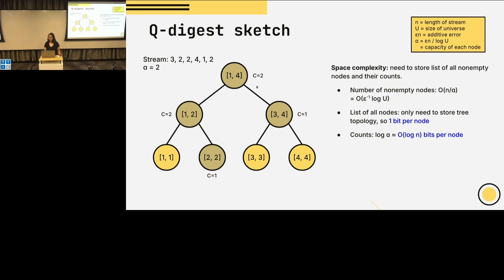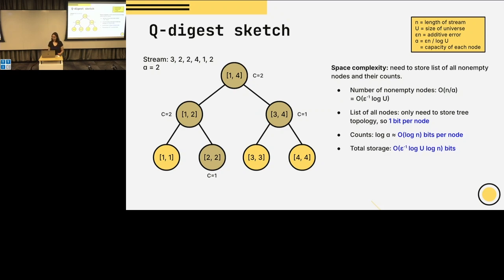And then the final thing that we need to store is the count per node. Each of these nodes has a capacity, which we only need to store once, but there are going to be a lot of nodes that aren't at capacity yet, right? They have some count associated to them that isn't alpha. And in order to store this value, we need log alpha, which is approximately O of log n bits per node.